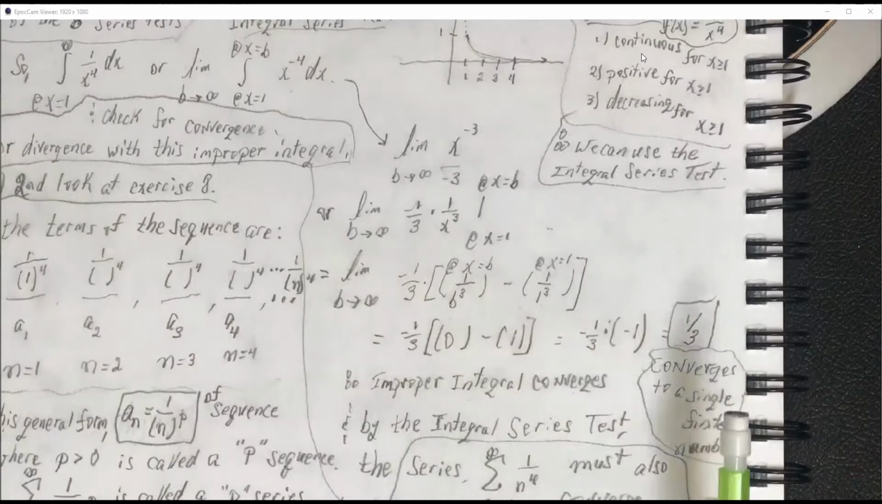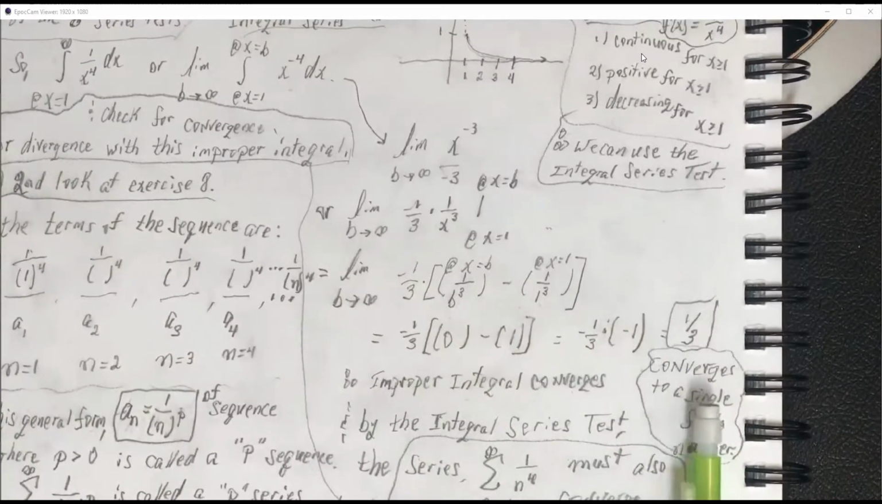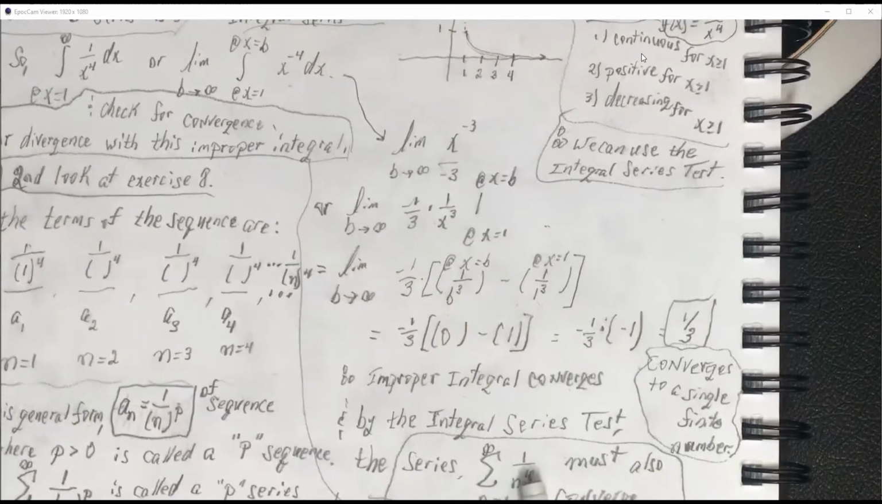And if the improper integral converges, then so will the series, which means when you add up all the terms. And if the improper integral would have diverged, well, then the series would have diverged as well. That is the conclusion of the integral series test.